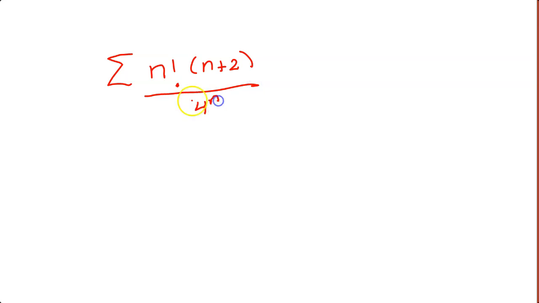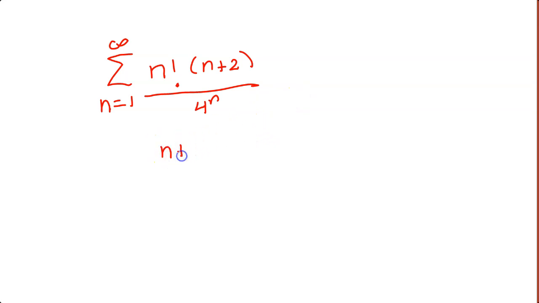I'll give you one last example. Let's say we have n factorial on top times n plus 2, and this is being divided by 4 to the n, and we're going from n equals 1 to infinity. Well, since it has exponentials and factorials in the problem, the ratio test probably is going to be definitely useful.